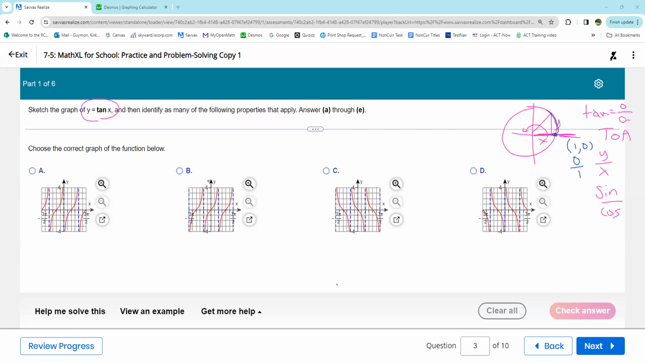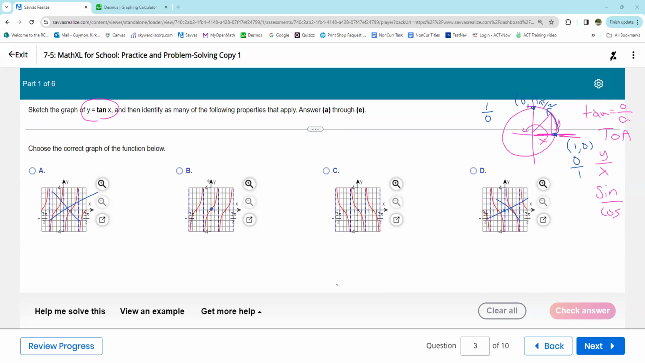If I move up here, they're both positive, so it's a positive answer. But when I get to the (0, 1) point, y over x is 1 over 0, so that's not possible. So at pi over 2, we're going to have an asymptote. Which one of those starts at 0? So it goes through the origin. This one does not. This one does. This one does.